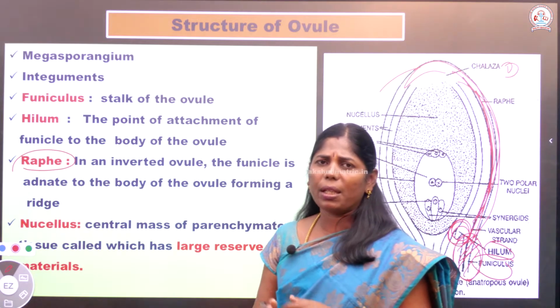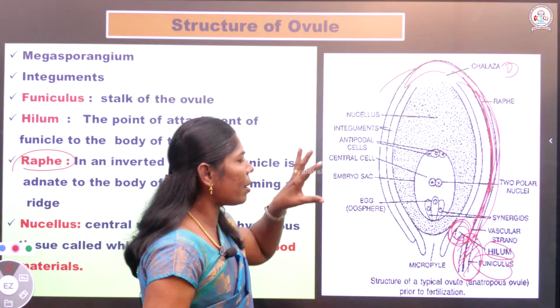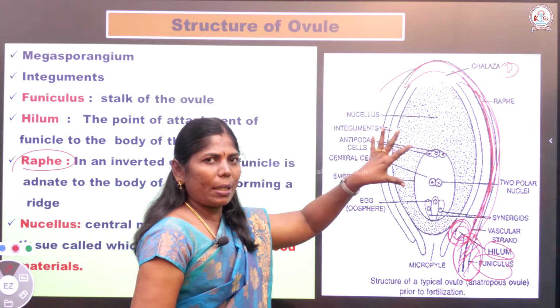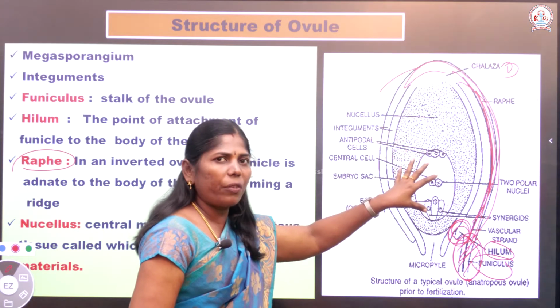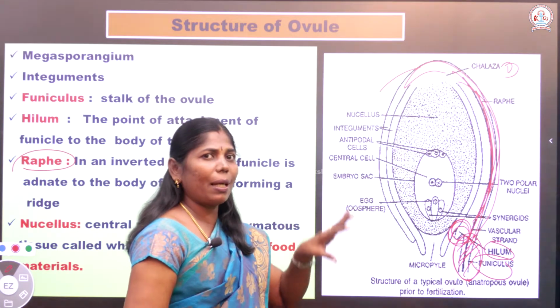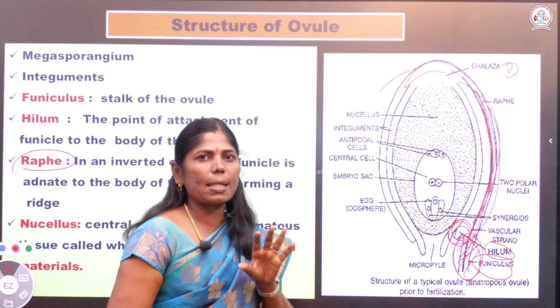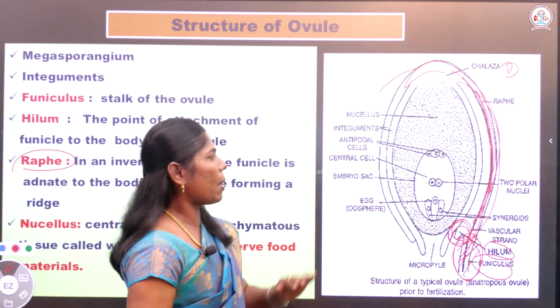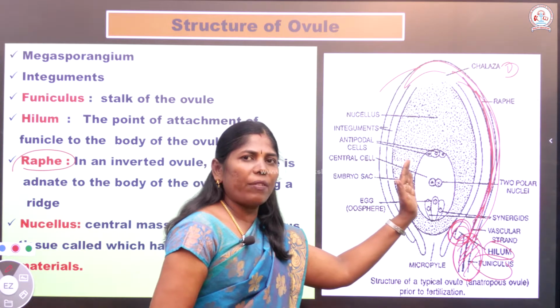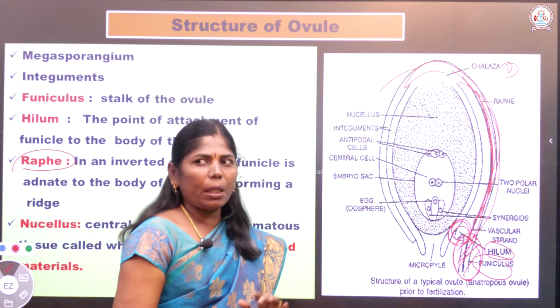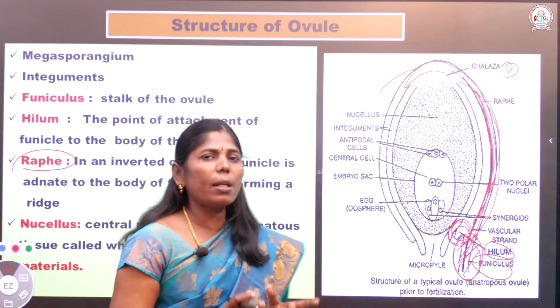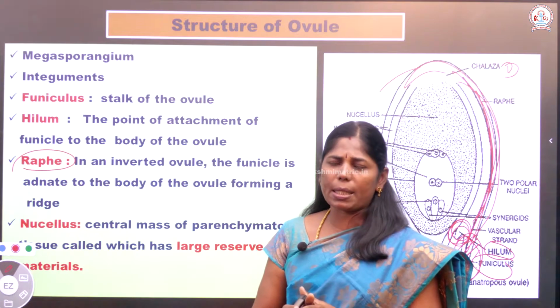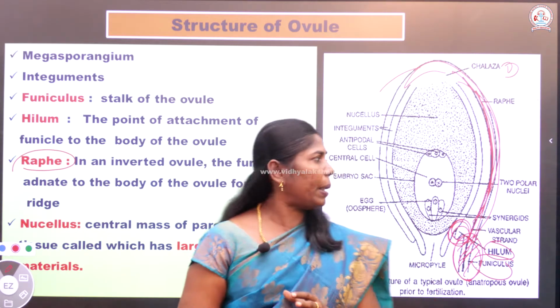The next very important portion is the center of the ovule. The center of the ovule is made up of parenchymatous cells. That region is called the nucellus. The nucellus supplies food material to the developing embryo sac. The nucellus is totally covered by the integuments.